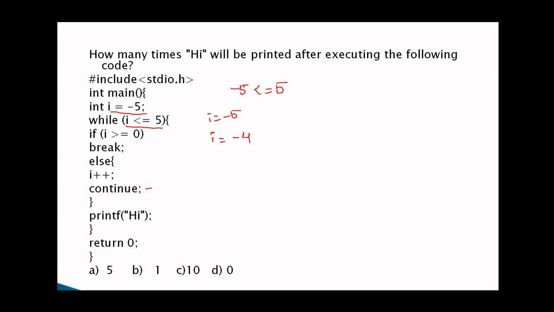After minus 4, continue. What is the meaning of continue? Continue means skip the current iteration and move to the next iteration. Skip the current iteration means that after continue, if you write any statements, those statements are not executed. So obviously, what is the next step? This statement is not executed right now. So continue means we directly move to the loop condition.